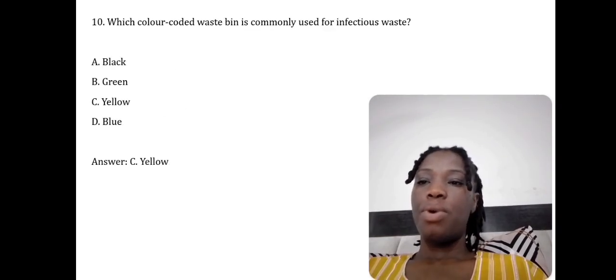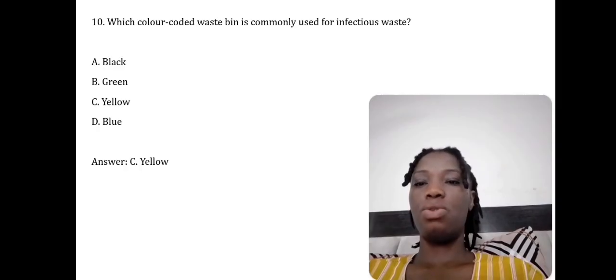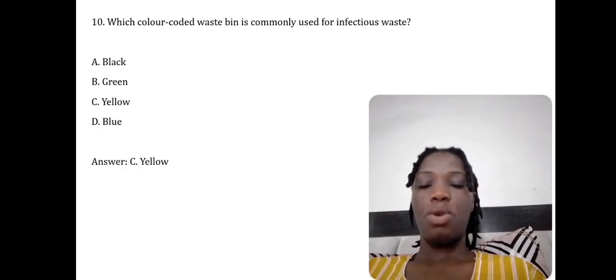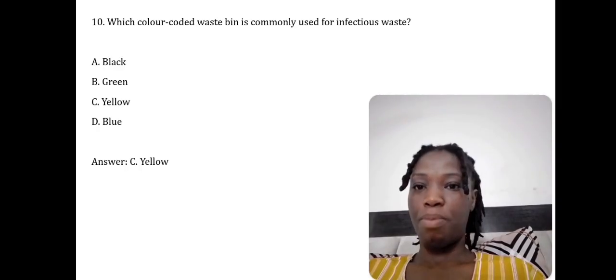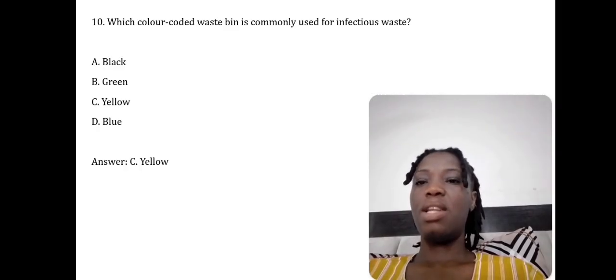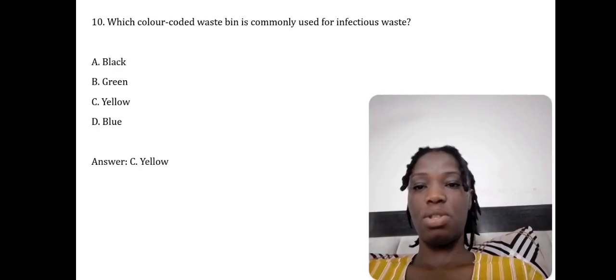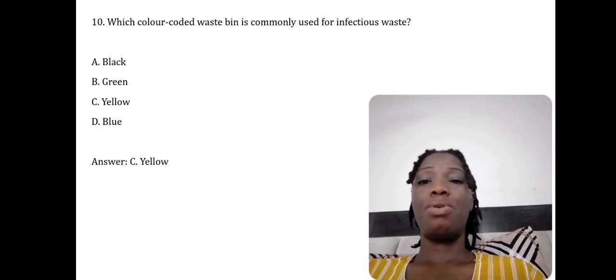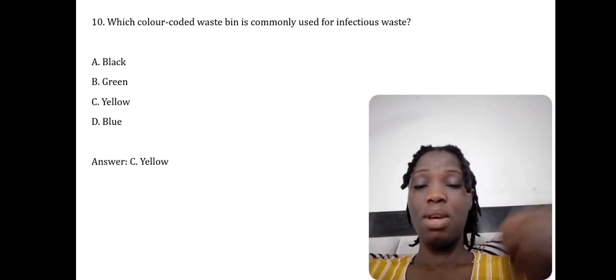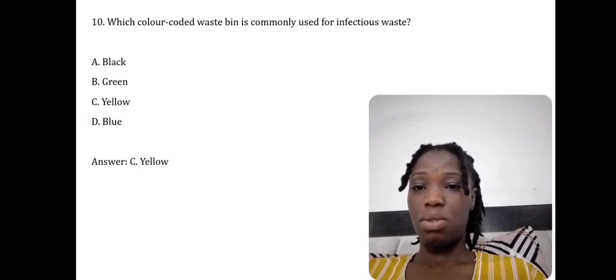Question 10. Which color-coded waste bin is commonly used for infectious waste? In one of my videos that I also posted on my handles, I explain the different color codes for different infectious and non-infectious wastes. In hospitals, you don't just create infectious waste, you also create biohazard waste, even non-infectious, like when somebody finishes eating, the pack is non-infectious.